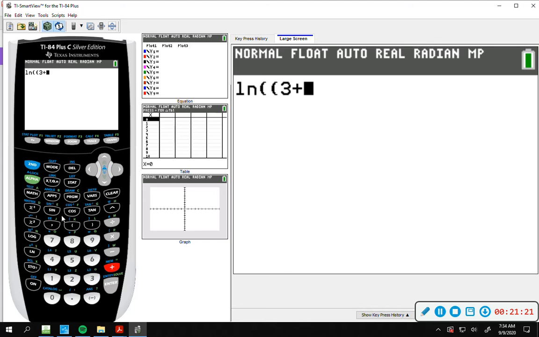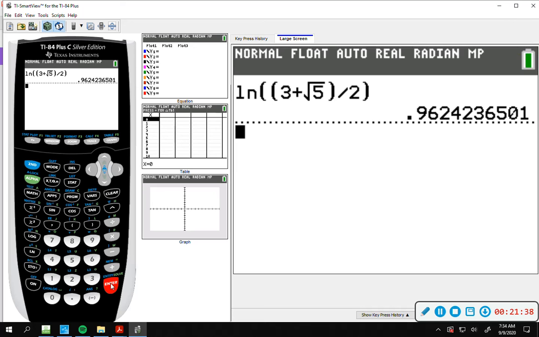3 plus second square root of 5. I'm going to cursor to the right. I'm going to close that, so I'm done with the top. Divided by 2, close the parentheses, and hit enter. There's one of the numerical solutions.